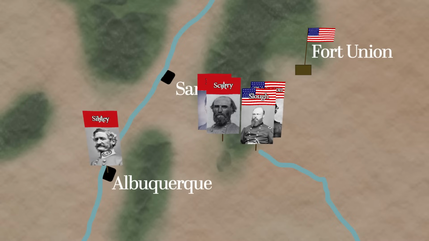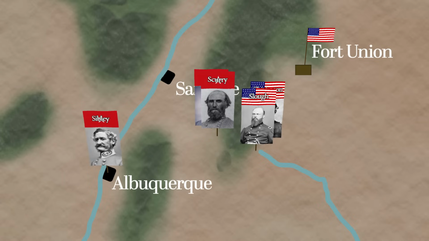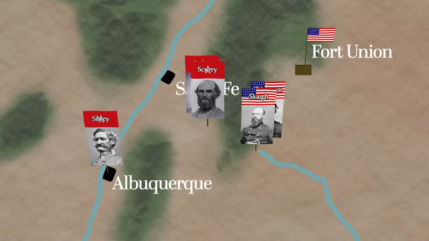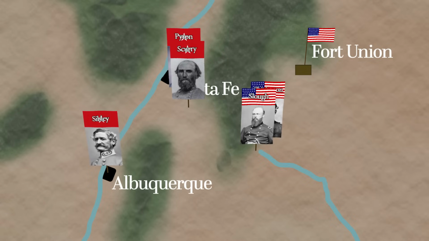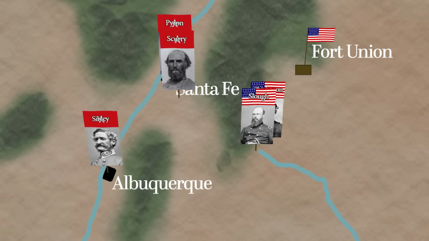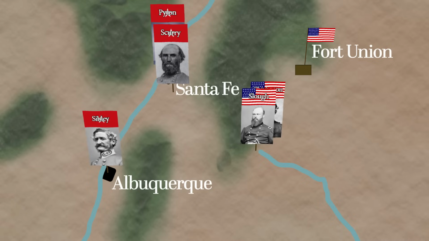After hearing of the loss of the supply train, Scurry makes the difficult decision to withdraw his force back to Santa Fe rather than continue the push towards Fort Union. In the aftermath of Glorieta Pass, the Confederates are so destitute of equipment that, during a truce after the action, they are forced to borrow tools from Slough's Colorado troops to bury their own dead.